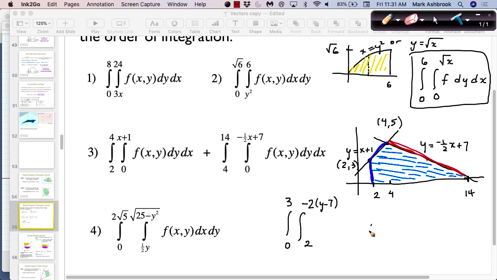And then when we're between 3 and 5, the left side is what? So when y is between 3 and 5, the left side of this region is y minus 1. And the right side is still the same red line there. Does it make sense? Ask me if I lost you. So this is dx dy now.